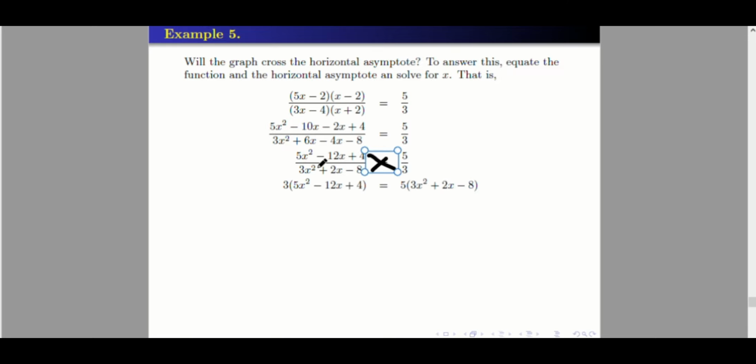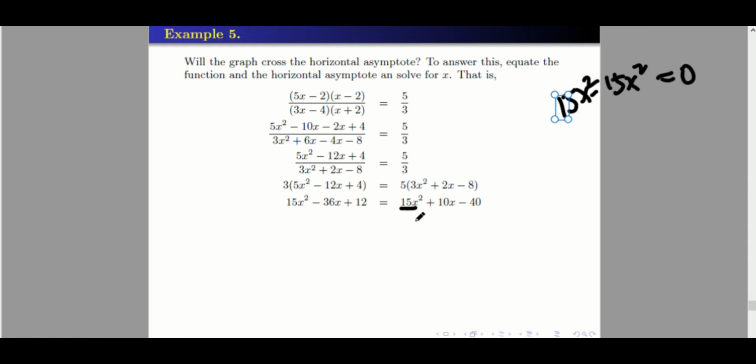So we have 3 times 5x squared minus 12x plus 4. And we have 5 times 3x squared plus 2x minus 8. Distribute, we have 15x squared minus 36x, positive 12. Then this is positive 15x squared, positive 10x, and minus 40. Take note, if I transpose one of the 15x squared, it will be negative 15x squared. So this is 0. So we can just cancel this.